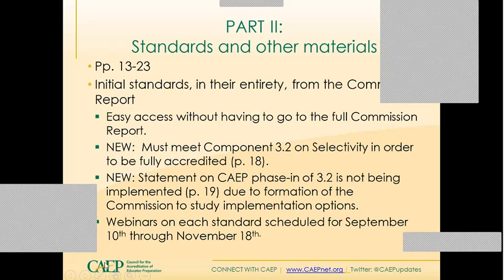The second part of the Accreditation Handbook addresses the standards and some additional materials about the standards. These are on pages 13 to 23 of the handbook. These are the initial standards in their entirety from the commission report. And what's good about it is that it's right there in the handbook, so you've got easy access to those standards without having to go either to the full commission report or to the CAPE website to find the standards.